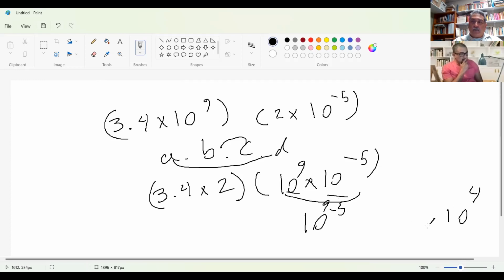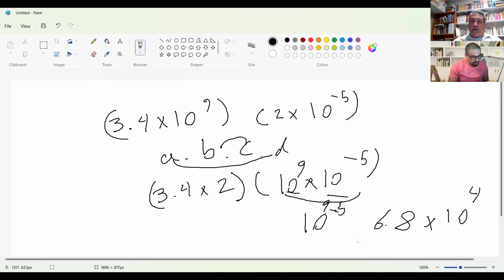All right, 3.4 times 2 is 6.8. So I get 6.8 times 10 to the power of 4. Okay, I simplify that, so I multiply them. I can even change it into a decimal format. This is a scientific format.